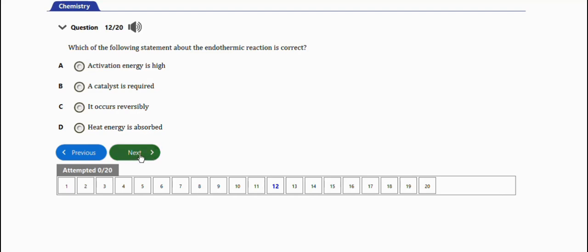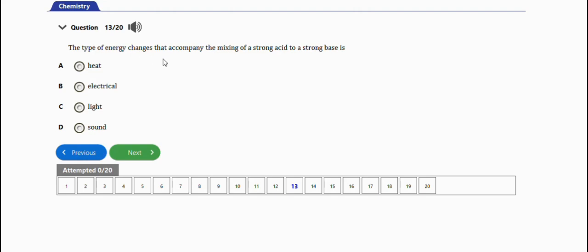It says, the type of energy change that accompanies the addition of a strong acid to a strong base is heat. Alright, option A is obvious. Next question is this one. It says, the energy involved when magnesium burns in air is in the form of light and heat. Very important, option D.